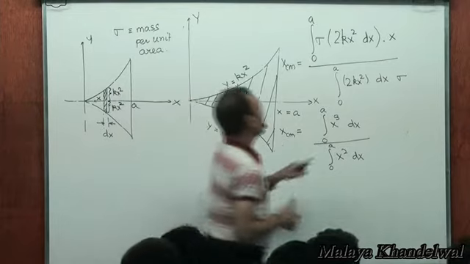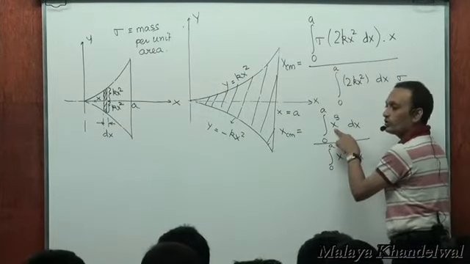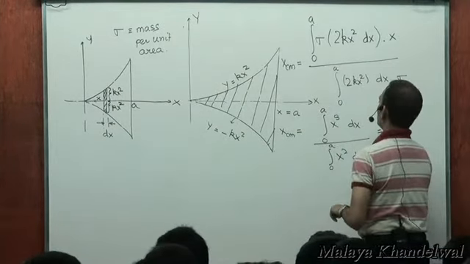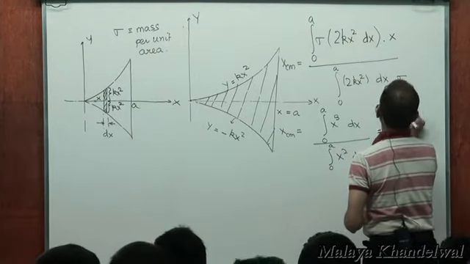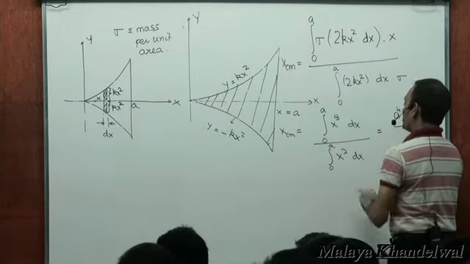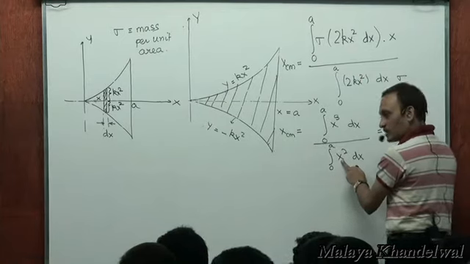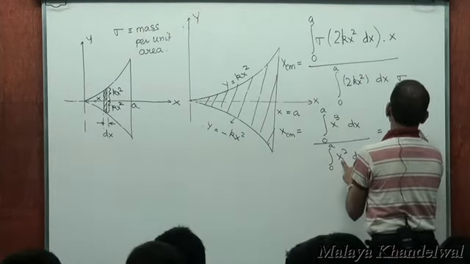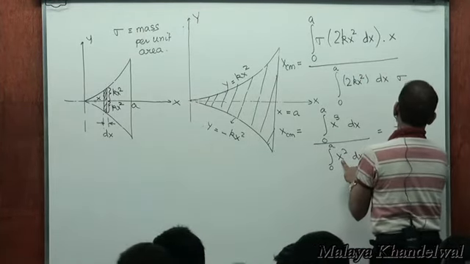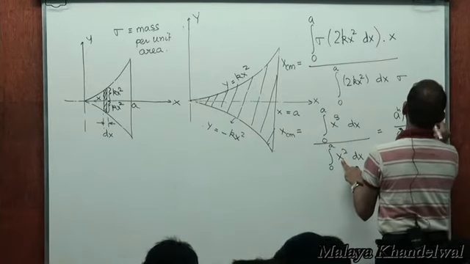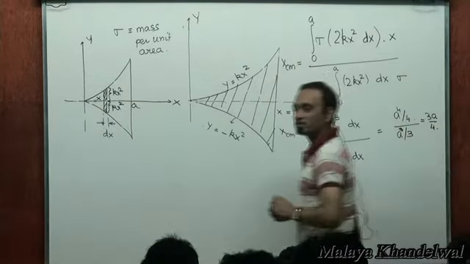Right? Integrate x cube, x power 4 by 4. So a power 4 by 4 divided by a power 3 by 3. So that makes it 3a by 4.